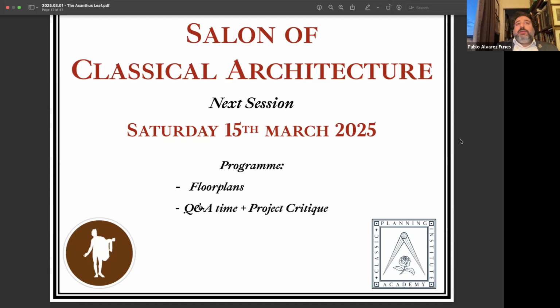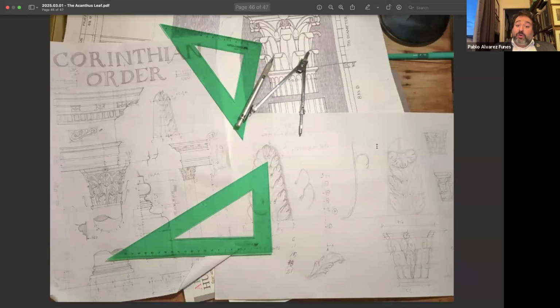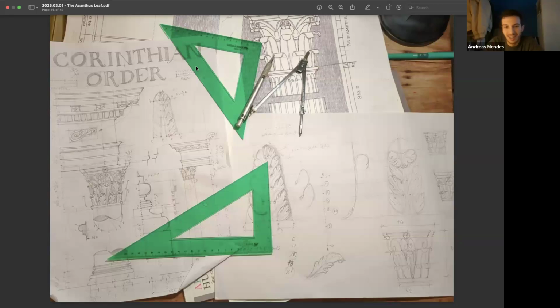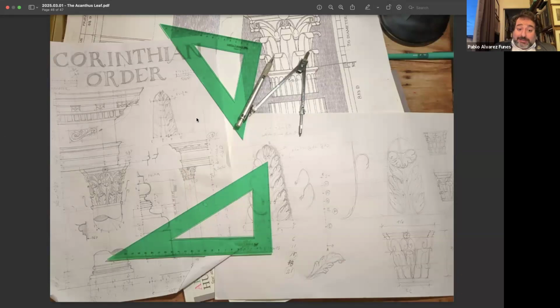What I try to do is that the classes are 5 hours each week, and normally you should be able to draw everything in a single class. For example, this drawing that you see here was done in a single 5-hour class. We had to extend it a little bit if you wanted to include the Acanthus Leaf and the whole Corinthian capital, but this whole piece of paper is done in 5 hours. So you don't need to spend more time after work doing this.